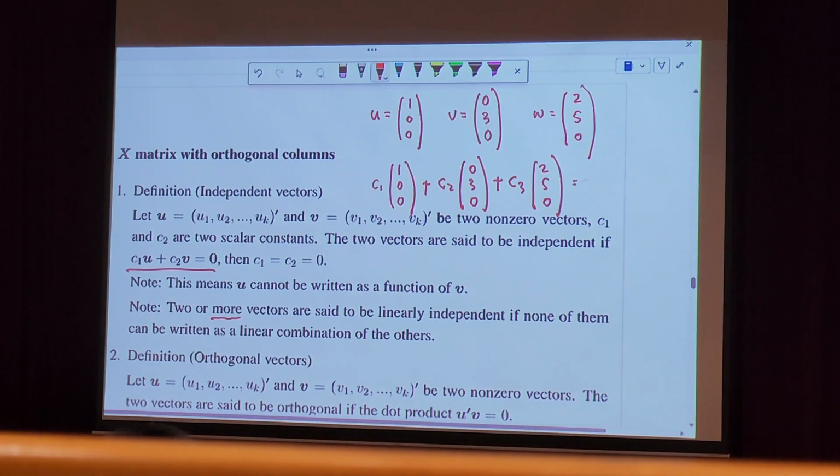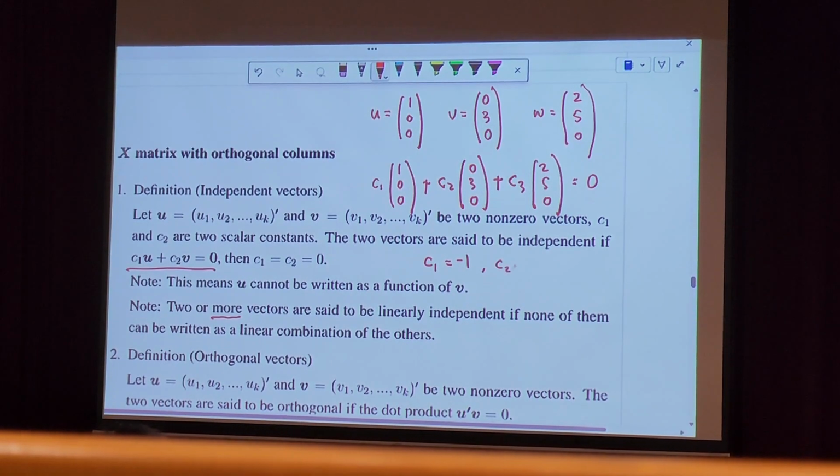So C3 equal to 0. Can I get all the C to be 0? Well, not true, right? You can choose, for example, C1 to be 2. If I choose C1 to be -1, then I will get a 0 on top. How about C2 and C3? How do I get a 0? I think that is easy. How about if I choose C2 to be 5? I choose C3 to be -3. Then I also get the 0 vector.